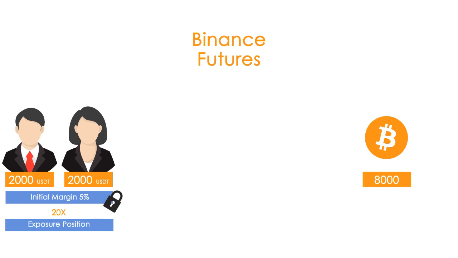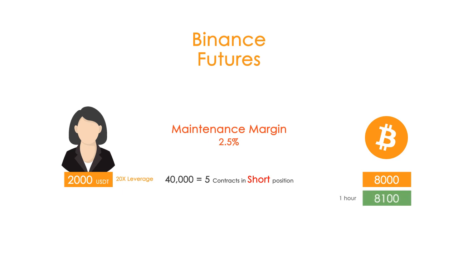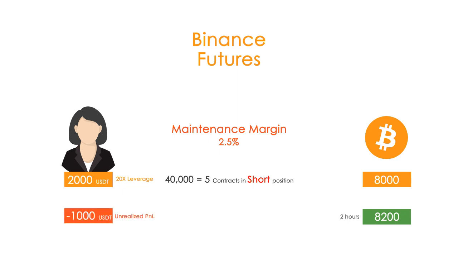Then we have the most important variable in perpetual futures, maintenance margin. In Binance Futures, maintenance margin is half of the initial margin. Let's go back to Jane. When the price of Bitcoin reached $8,100, she lost $500. But what happens if the price goes up to $8,200? Her unrealized P&L would be minus $1,000. That means she already lost half of the money she used as collateral, or what we call half of her initial margin. Now she has reached maintenance margin.